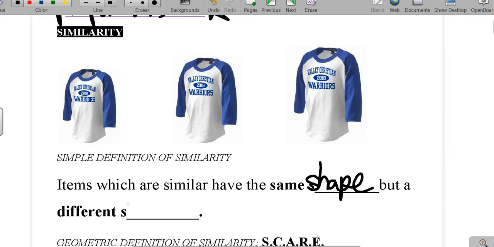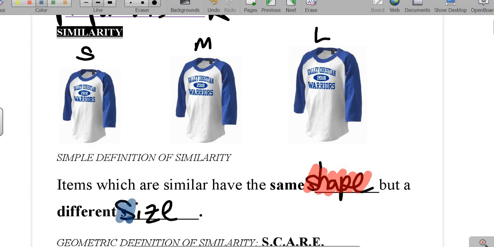the same shape, but a different size. Same shape, different size. Whenever you go shopping for clothing, and the clothing comes in small, medium, and large, the shirts are the same shape, but they're coming in different sizes. We would call those shirts similar. Similar, and we use this little symbol here, it means similar. Same shape, different size. That's kind of the simplistic definition of similarity.